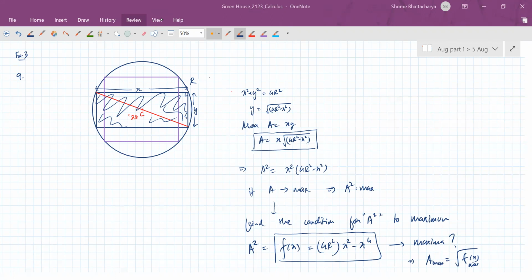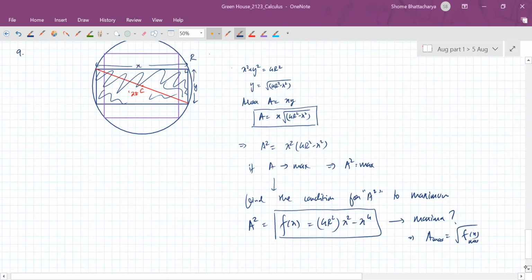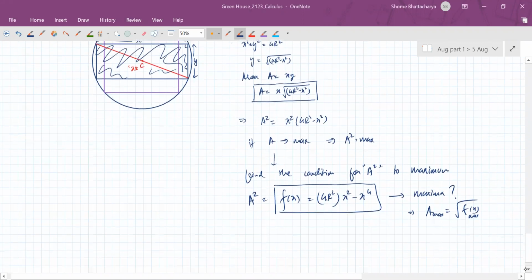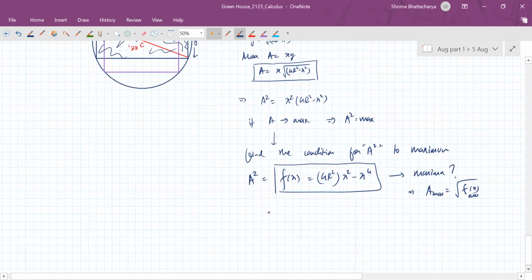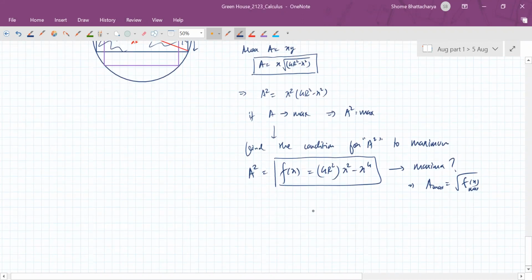Yes. Okay. So not only that, now you're getting the condition for the function to be maxima, that x is that much. That is the condition for it to become a square, you will see, because y will become equal to x. So that proves what the question was asking.